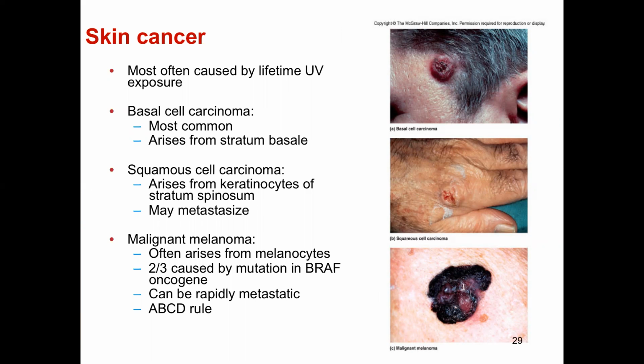You can see here basal cell carcinoma. That would be those stem cells. Then you have a squamous cell carcinoma. That would be the keratinocytes. And then malignant melanoma, that's the one we usually think of, right? That would be cancer specifically of the melanocytes, all right?